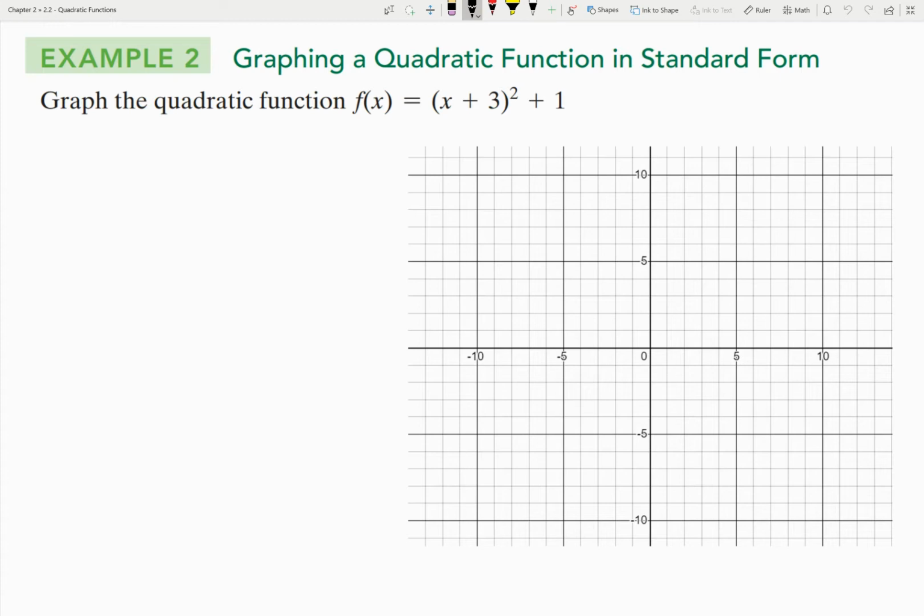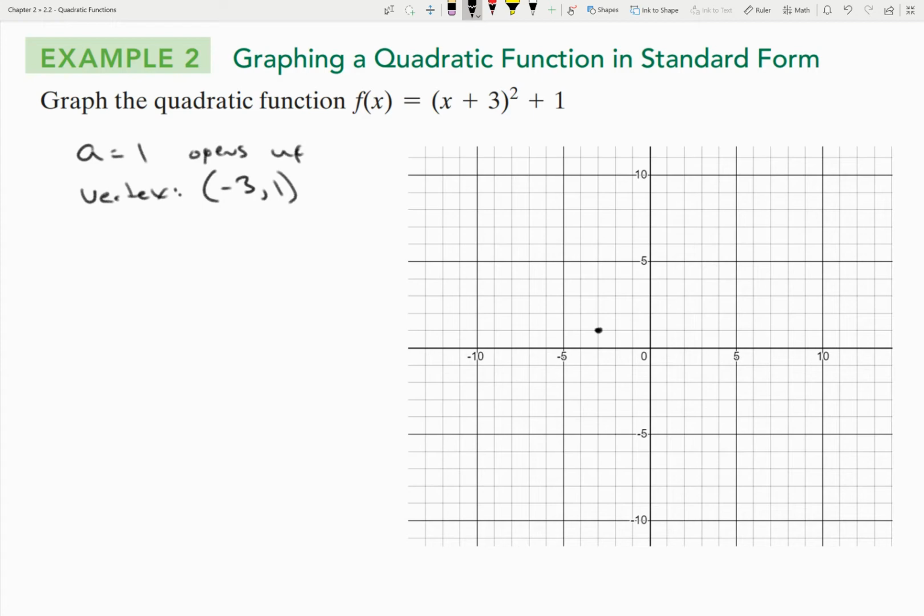And one of the big reasons why I don't necessarily want to always rely on plugging in numbers to find things like the x-intercepts is if we look at this equation, the vertex here is negative 3, 1. So if I were to graph this, which opens up, it's not going to have an x-intercept. It's going to have a y-intercept, okay? But it's not going to have an x-intercept.